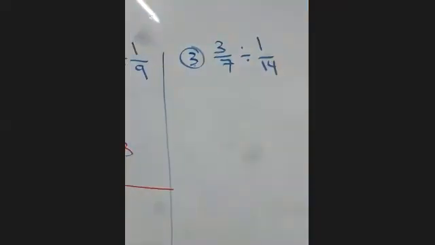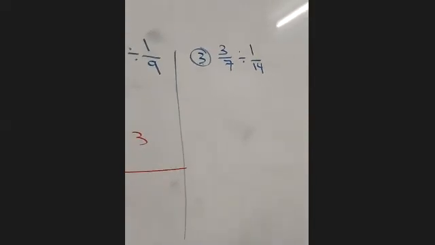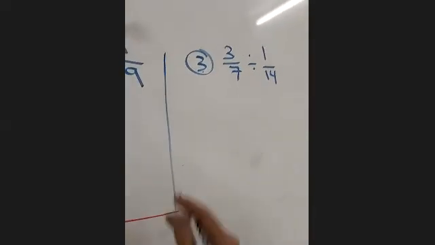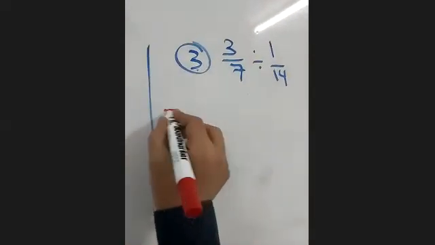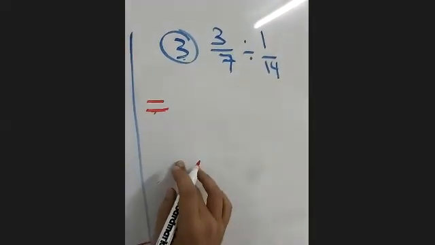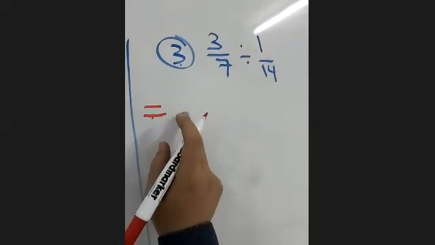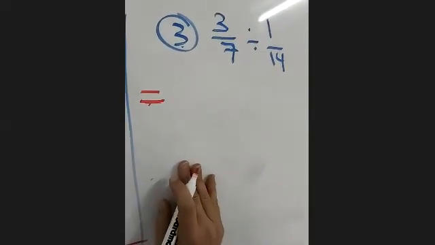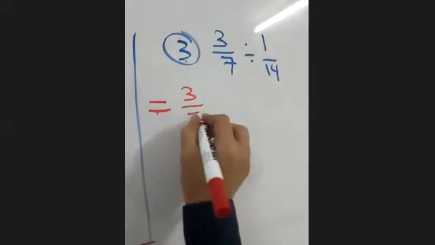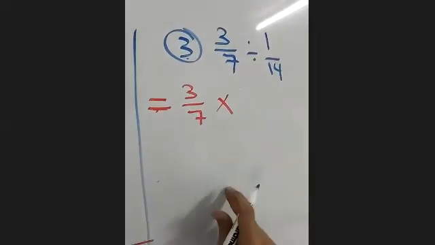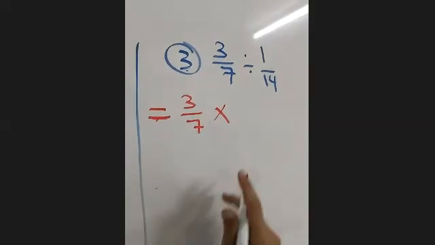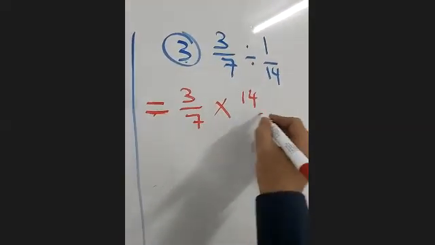Now let's go to question 3 together. Faisal. 3 over 7 divided by 1 over 14. We turn the divide into multiply. We put 3 over 7, and then multiply by 14 over 1.